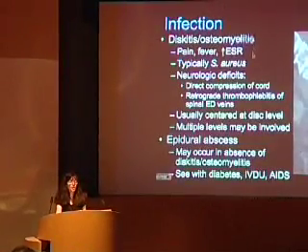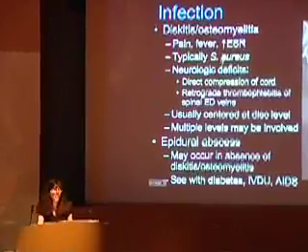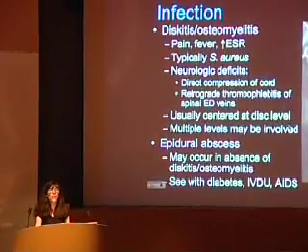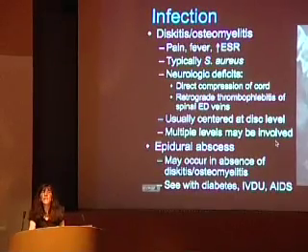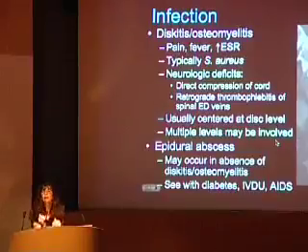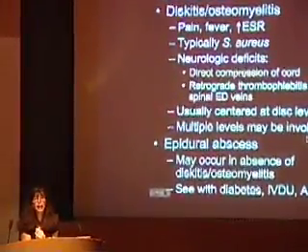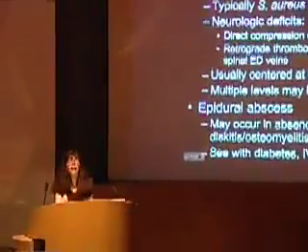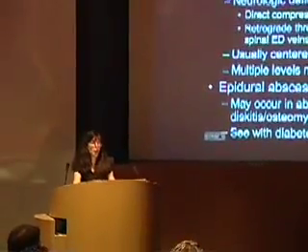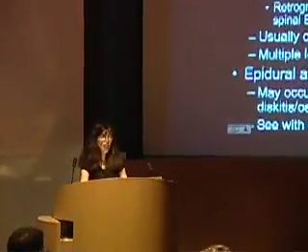Remember that discitis osteomyelitis caused by typical pyogenic organisms is usually centered at the disc level, but multiple levels can be involved. So it's not a bad idea if you have a patient with, say, cervical discitis osteomyelitis, and you're looking at the cervical canal, to also get a quick sagittal look at the thoracic and lumbar levels, because your patient may have multi-level disease. Now, epidural abscesses can occur in the absence of discitis osteomyelitis, but that's a lot less common. But we do see it with diabetes, IV drug abuse, and in the context of HIV.